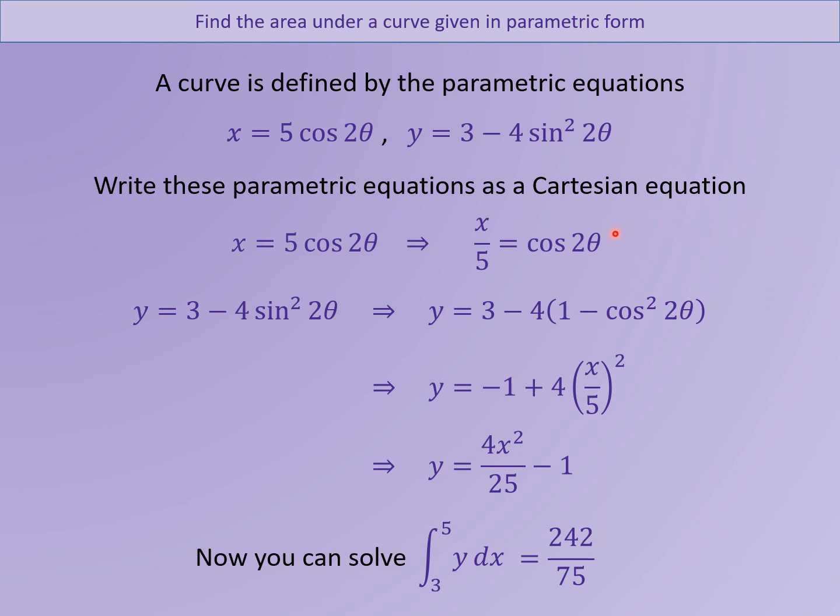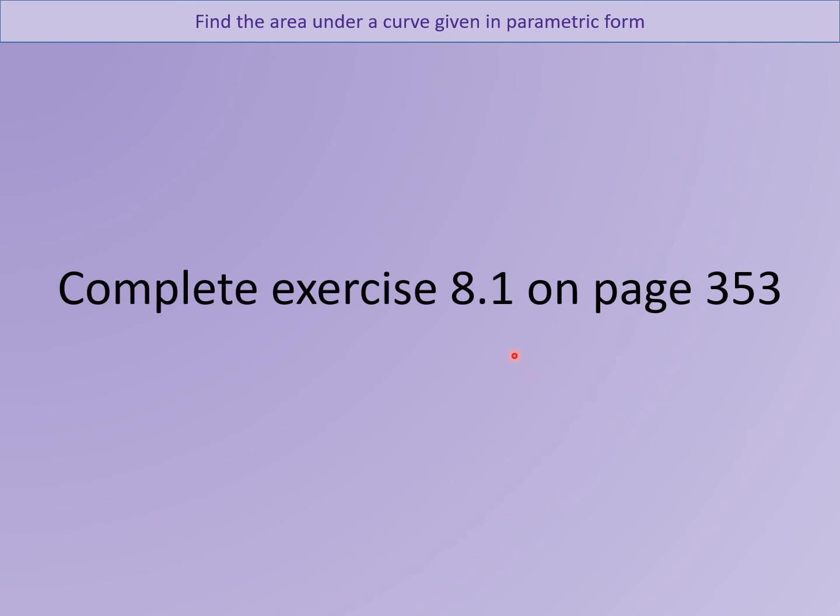But also, looking at the amount of marks a question's worth dictates whether you're doing too much work. So if this question's only worth a couple of marks and you're spending all that time doing that big long integration, you probably should think, can I convert it into Cartesian? Is that going to be easier? In this case, yes, it is. So do have a go at integration of parametric equations. Have a look at exercise 8.1 on page 353 before you move on to the new lesson.